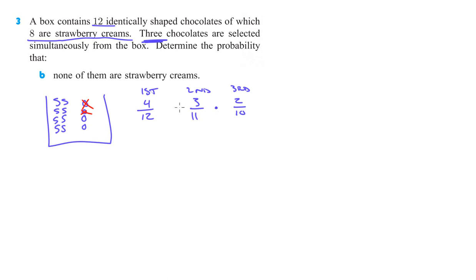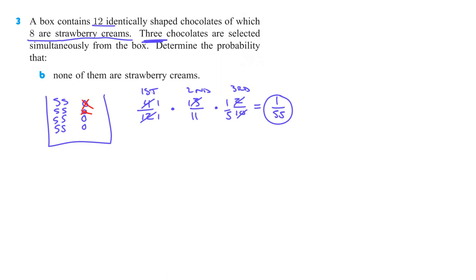Now, all of these things have to happen, so it's "and" in between there. So we're going to multiply these together. But really, first, I'm going to simplify this. I know that 4 times 3 is 12, so those simplify out. Those all turn into 1s. 2 over 10 is the same as 1 over 5. So really on the top, we get 1 times 1 times 1, which is 1, over 1 times 11 times 5, which is 55. So there's a 1 out of 55 chance that none of them are strawberry creams.